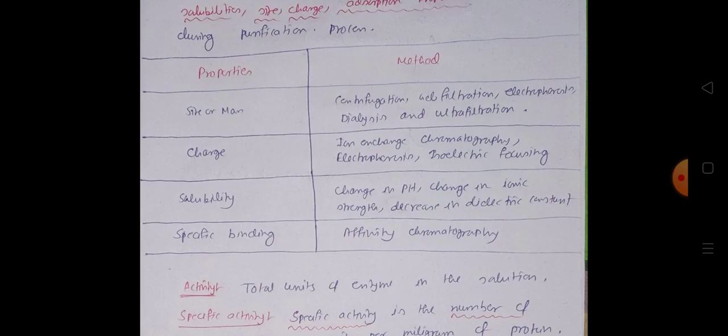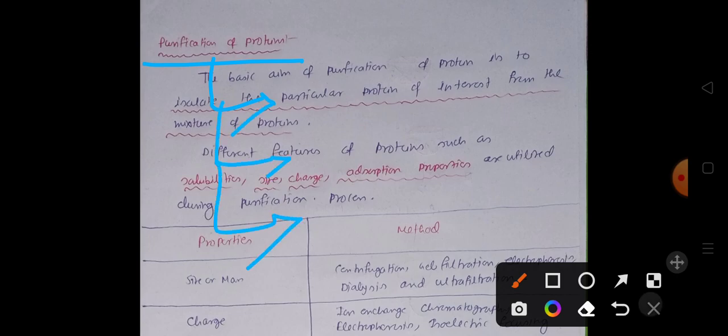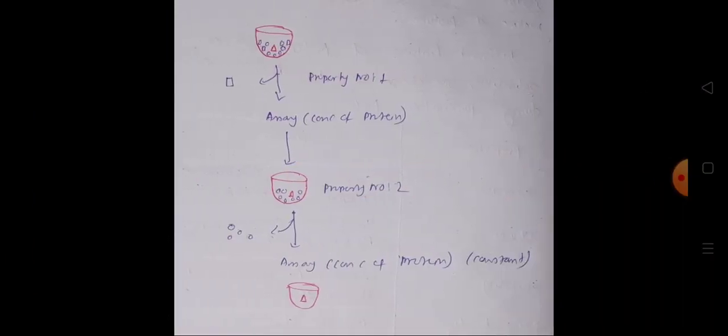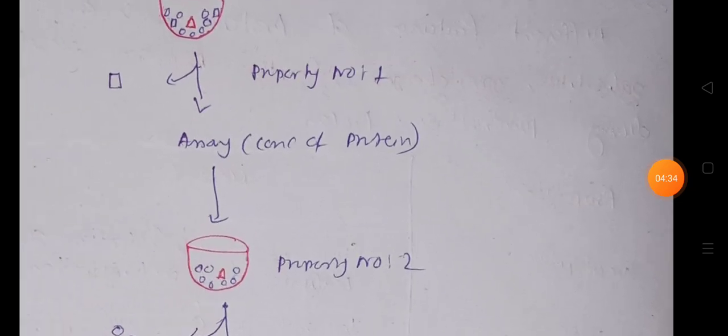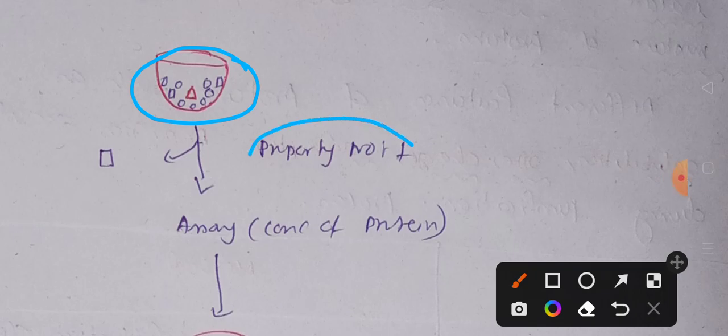So that's how, with the help of various properties, we can find our protein of interest. Now let's notice one thing: to purify a protein from a mixture of proteins, first we must have detailed knowledge of our protein of interest, otherwise we cannot do this, right? In this diagram you can see that initially there are various proteins of various shapes and sizes. First of all we will use property number 1.